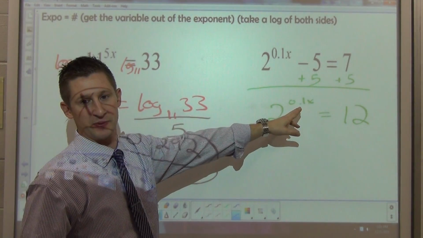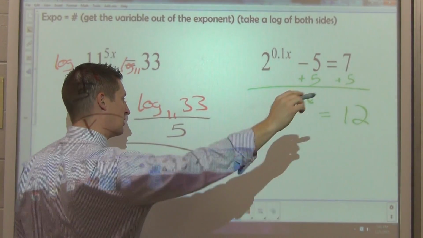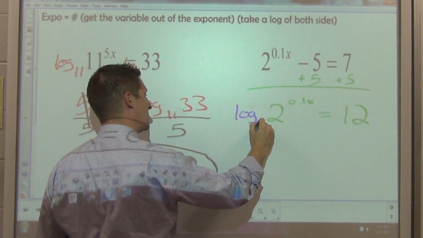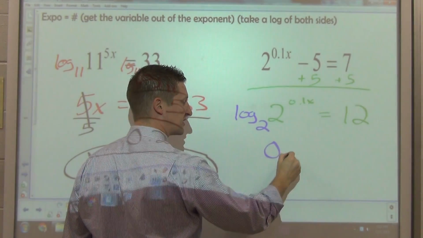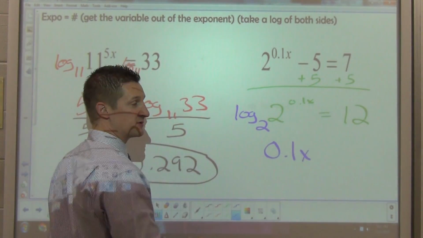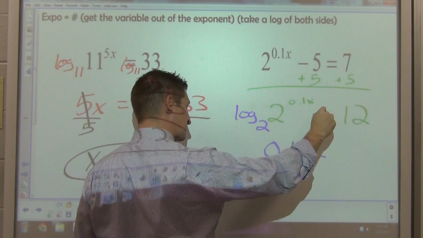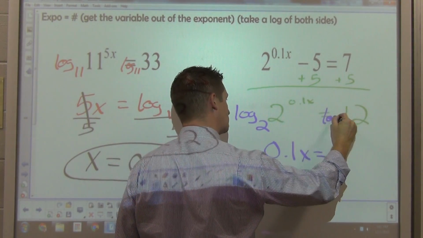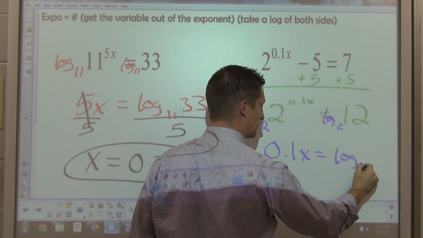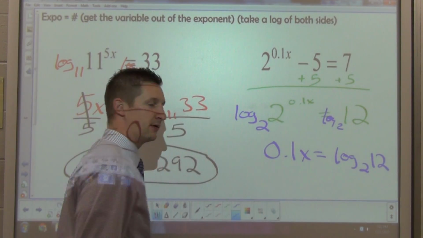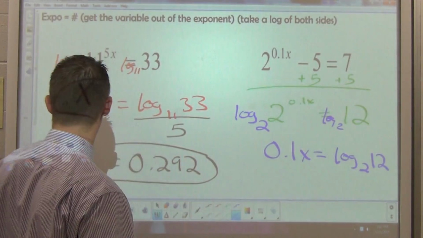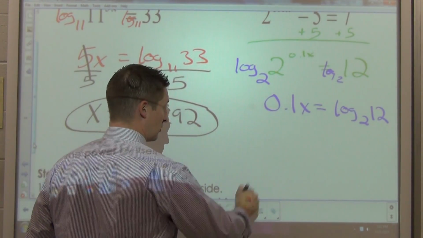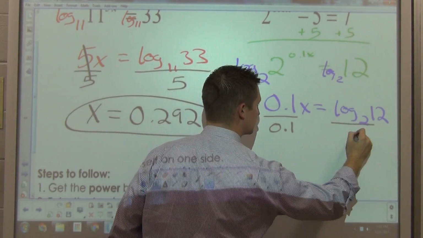To undo an exponential expression, I use a logarithm again. I'll take a logarithm with a base of 2. Because the log base 2 of 2 raised to the 0.1 times x is equal to just 0.1 times x. And then on the other side, I'll do the same thing. Take the log base 2 of 12. Now that's going to be an expression, once again, that will go into my calculator. And when I get that decimal number, I'll take it divided by 0.1 in order to get x by itself.